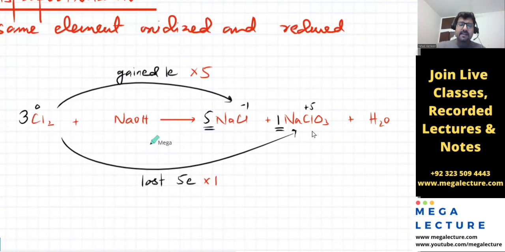Now you can balance the atoms. 5 Na plus 1 Na, that's 6 Na. So you get 6 NaOH. Then there will be 6 H, so there's going to be 3 H2Os on the other side. Okay? So is this clear? Disproportionation, Shan? Umar, Steve, clear? Yes, sir.